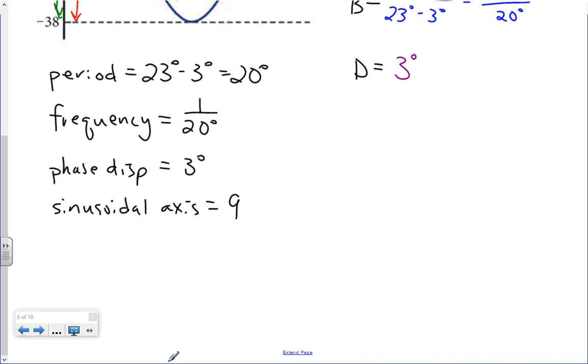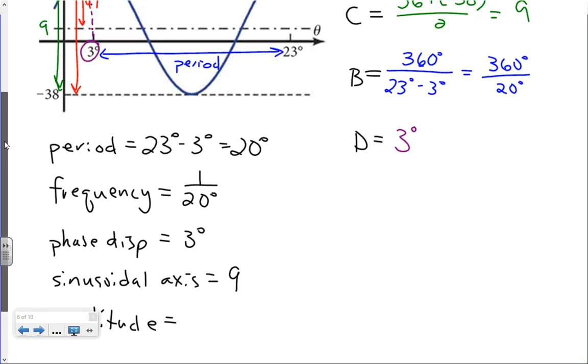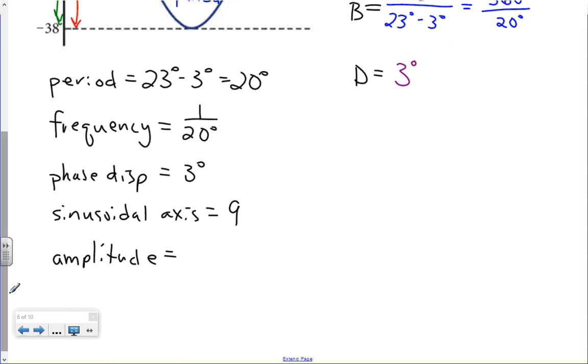And I skipped over the amplitude there. They asked us for the amplitude. I missed that in going through that list, so let's write that down. Amplitude, again, we've calculated that. That's the absolute value of A, and we found out that A was 47. So there we go. There are our 5 values they've asked us for.